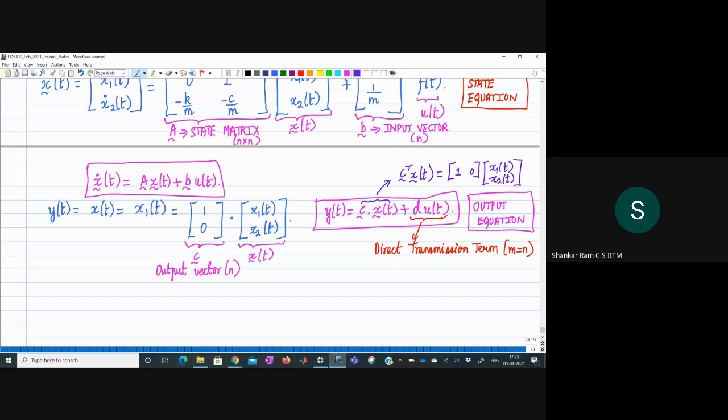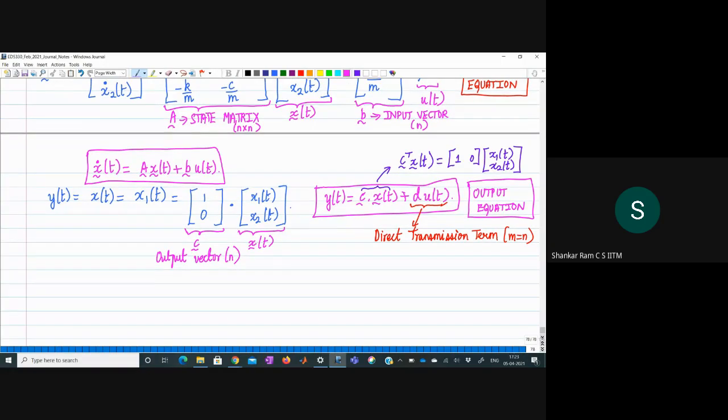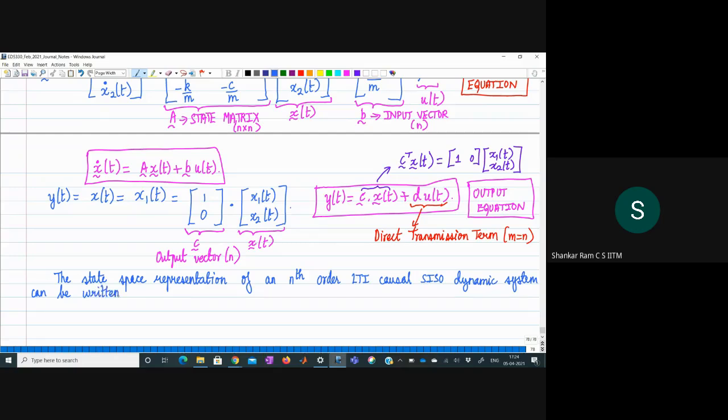So going ahead, these are the state equation and the output equation. To summarize, the state space representation of an nth order LTI causal dynamic system can be written as the following. It has two equations.